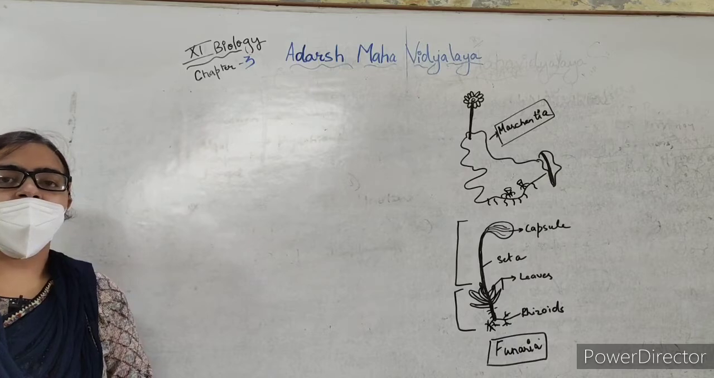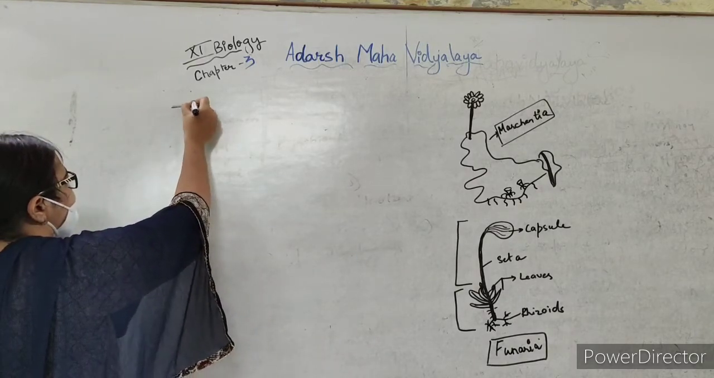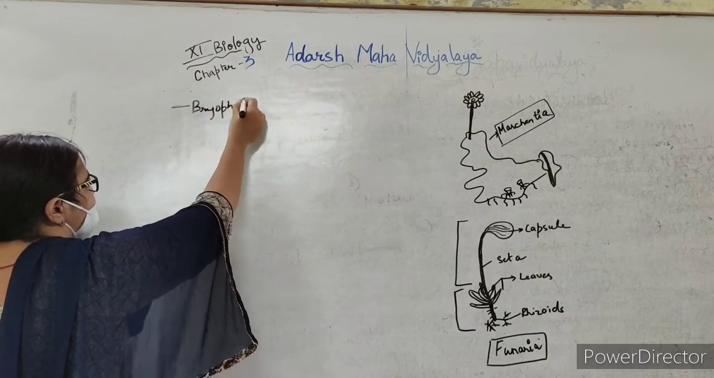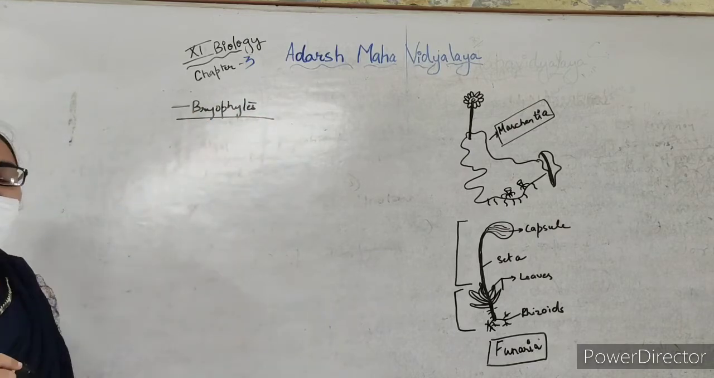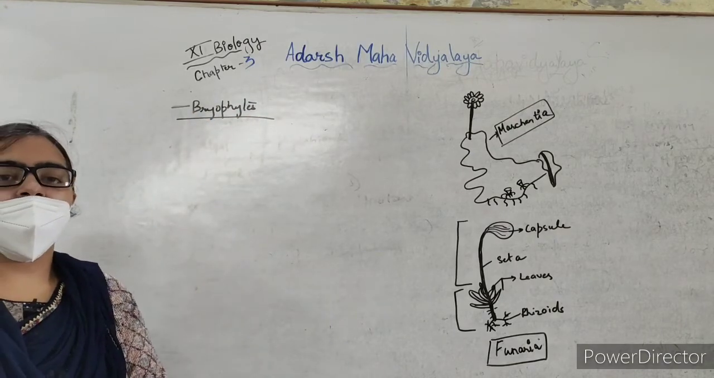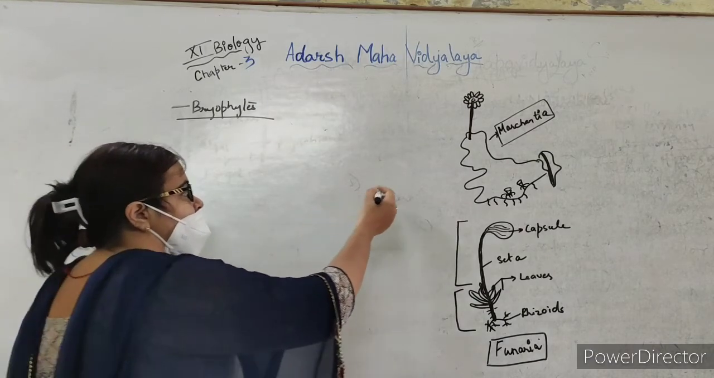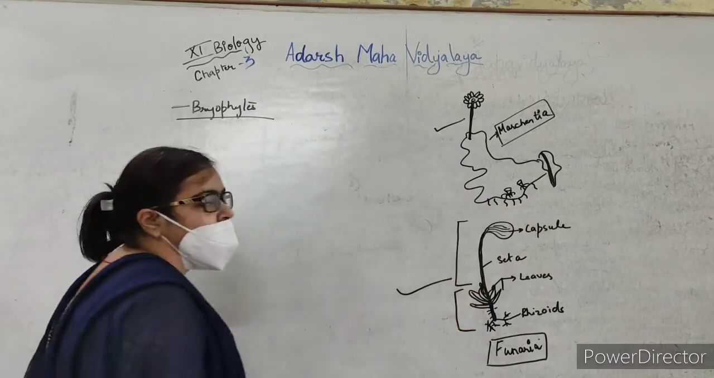Today we are going to start with bryophytes. Here we'll discuss some of the important characteristics of bryophytes. Bryophytes are divided into liverworts and mosses. This Marchantia is an example of a liverwort and this Funaria is an example of a moss.